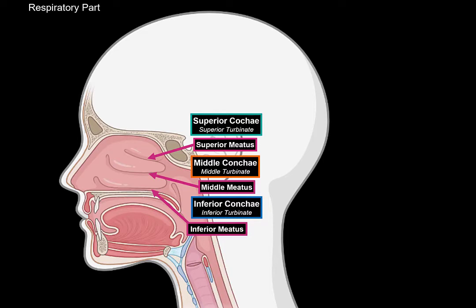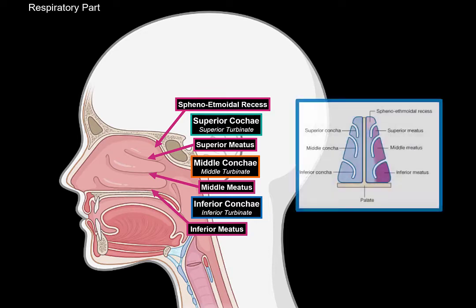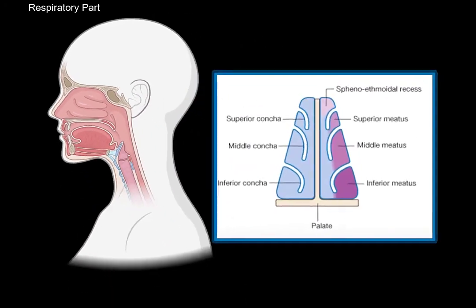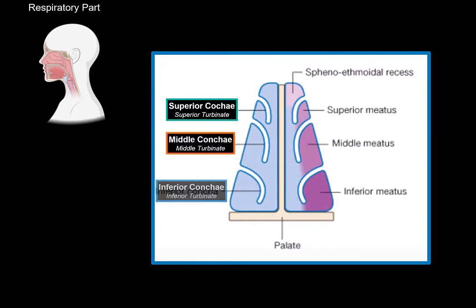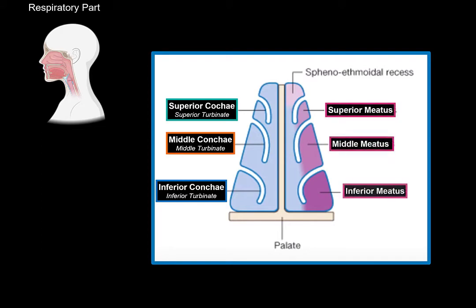And above the superior conchae, right at the junction between the sphenoid bone and the ethmoidal bone, there's a recess called the sphenoethmoidal recess. And here's an anterior view of the nasal cavity, just to give you a different view of these structures. Here's the superior conchae, the middle conchae, and the inferior conchae. And in between them, there's the superior meatus, middle meatus, and inferior meatus. And at the top here, you'll find the sphenoethmoidal recess.